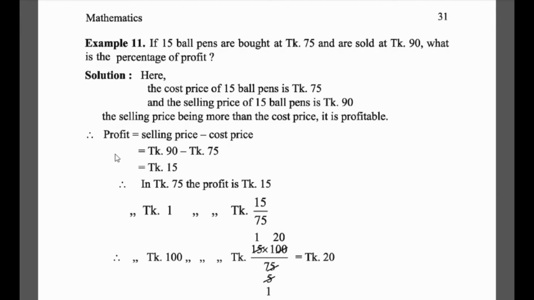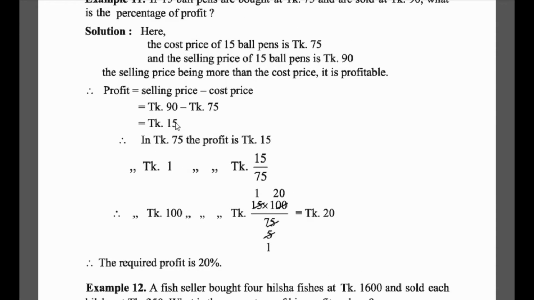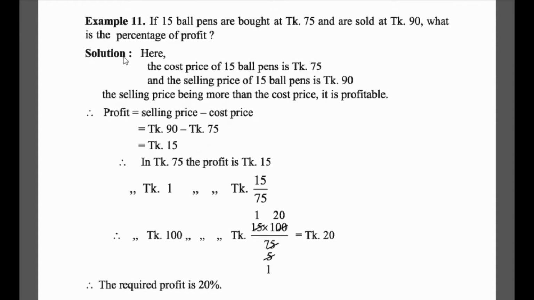As per the rules, profit is equal to selling price minus cost price. We'll put in the values of the price. The selling price value is 90, minus the cost price, 75. The difference is taka 15. Okay, we have to give the answer as a percentage. That means in 100 value.